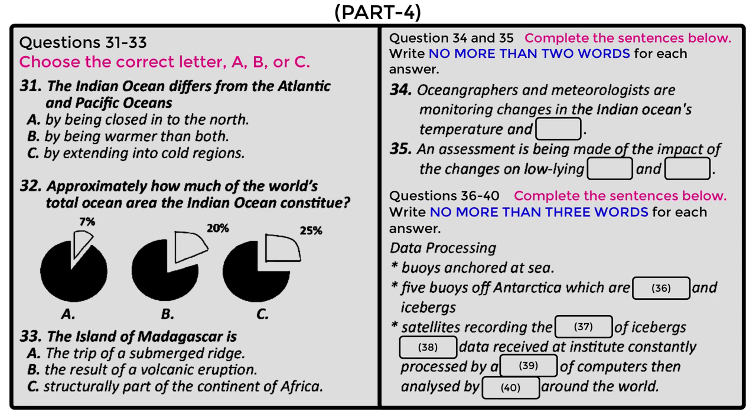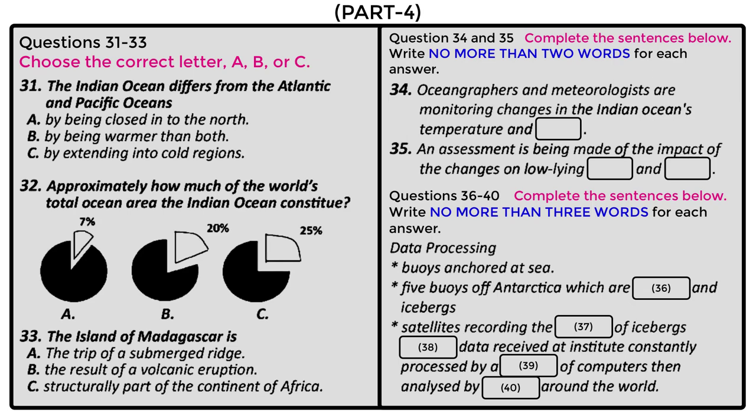As you can see from the diagrams here on the screen, showing the relative size of the planet's five oceans, the Indian Ocean comes third after the Pacific and Atlantic Oceans, but is larger than the Southern Ocean and the Arctic Ocean. On this slide, you can see that the Indian Ocean is different from the two larger oceans in that it is landlocked to the north and does not extend into the cold regions of the North Pole.